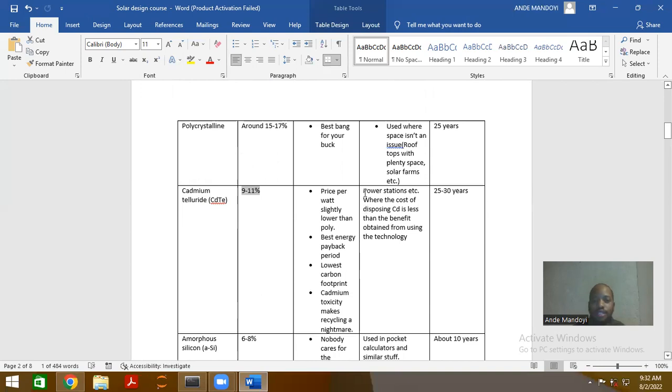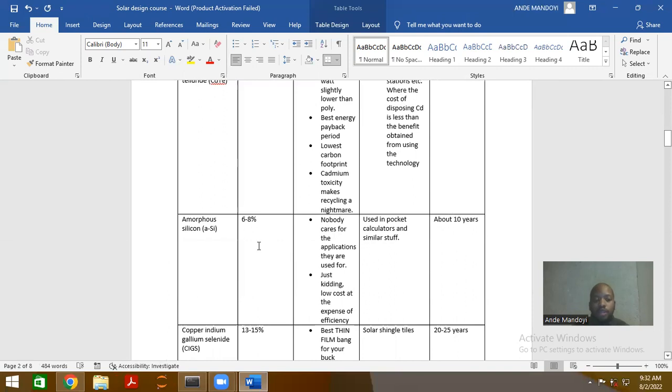So you'll find it in old-fashioned power stations. These were used in old-fashioned power stations where the cost of disposing cadmium is a bit less than the benefits obtained from using the technology. The lifespan is about 25 to 30 years, so you do get it. It is a little bit better than the other chemistries, but only slightly.